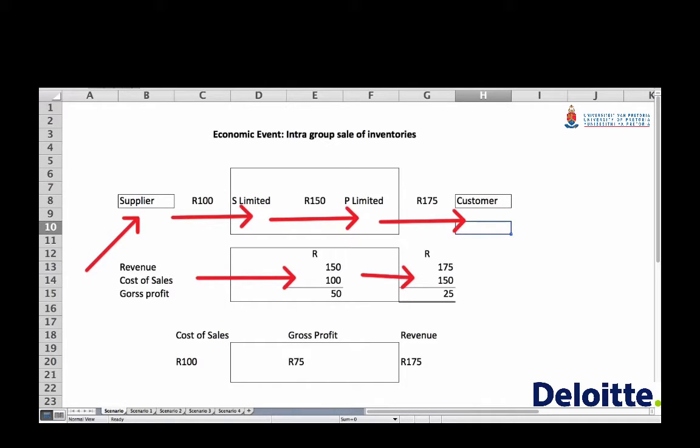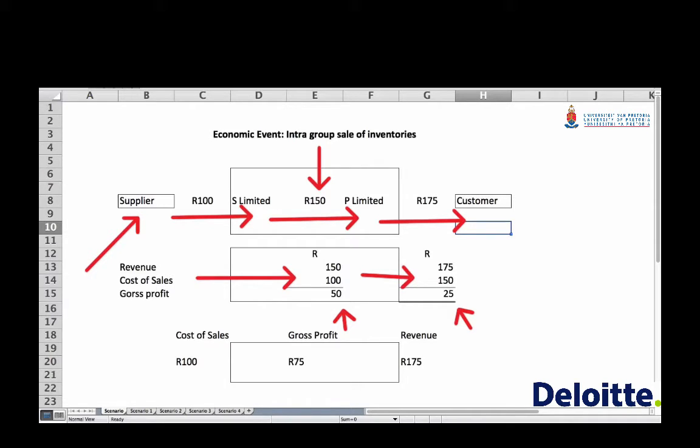In the parent company's books, this being the individual records, not the consolidation records, there's revenue of R175 now recorded, being the sale from the parent to the customer. In the parent's books, though, the inventories cost the parent R150 when these inventories were purchased from S Limited. So here you clearly have an account of what happened in the parent and subsidiary's individual accounting records.